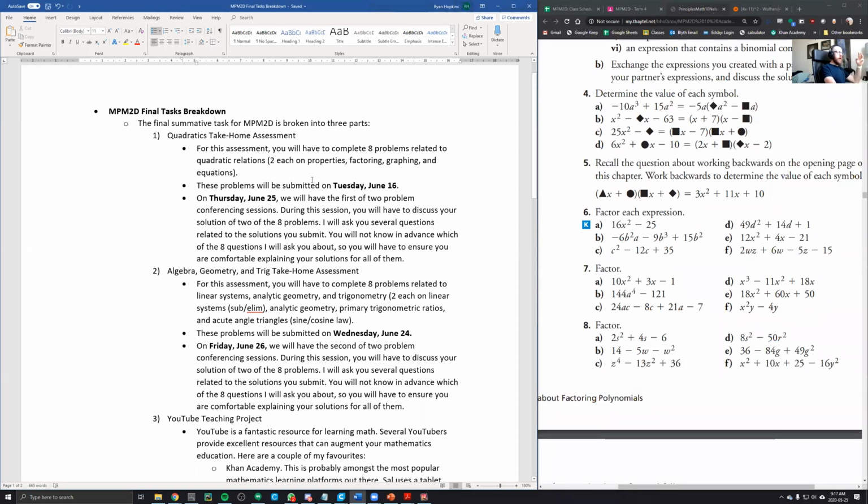You will have 3 different tasks to do here, okay? The first 2 tasks are pretty much identical, right? So you have a take-home assessment that deals specifically with quadratics, and then you have a take-home assessment that deals with everything else. So the first unit that we saw, linear systems, the analytic geometry, and the trigonometry. We haven't done trig yet.